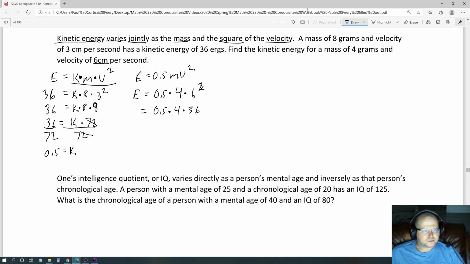Okay, so 6 squared is 36. All right, so we multiply everything through. 0.5 times 4 is 2. 2 times 36 is 72. All right, so we got our energy is equal to 72.